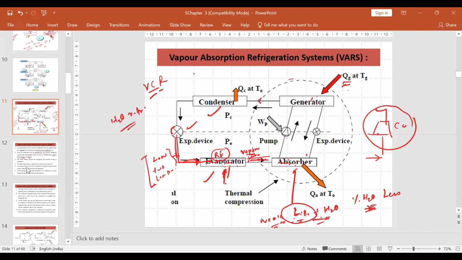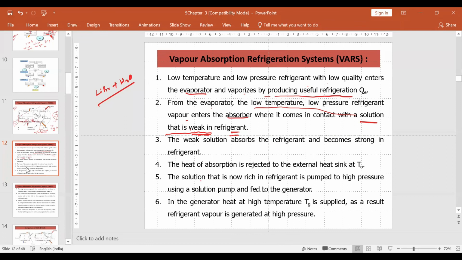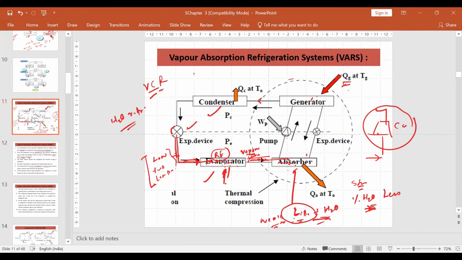Now, the solution that is now rich in refrigerant is pumped to the high pressure. Now it becomes strong. Now it is pumped with the help of a pump to the generator pressure. This is the same pressure. Condenser and generator are at the same pressure. So it is pumped to the condenser pressure. So now it is here in the generator. In the generator, you see, this is a strong solution. Strong solution means percentage of water is more because water is refrigerant.